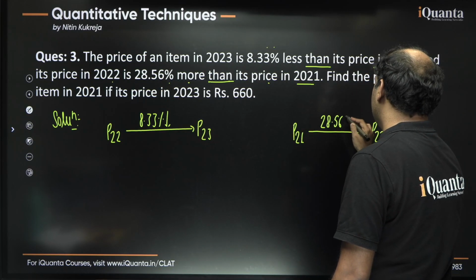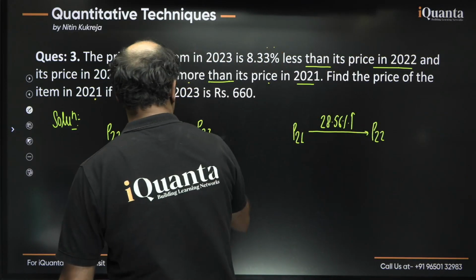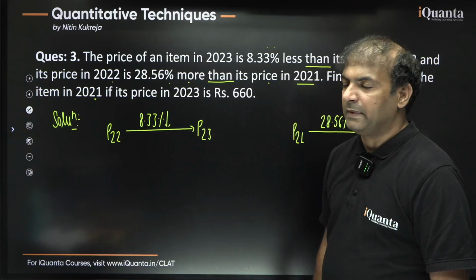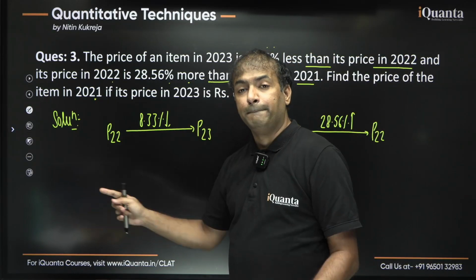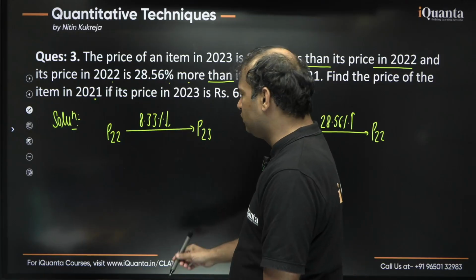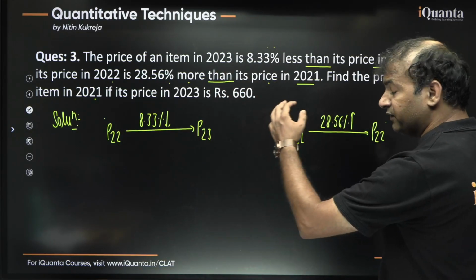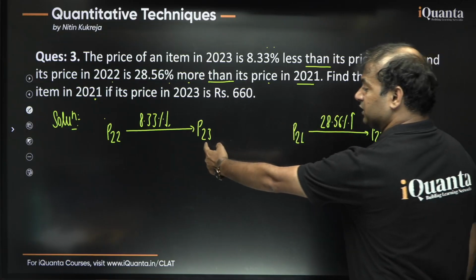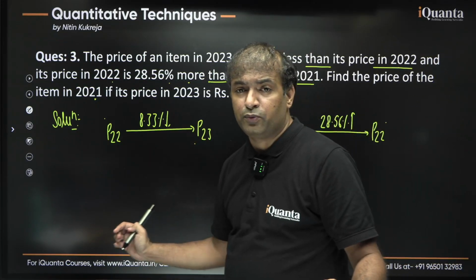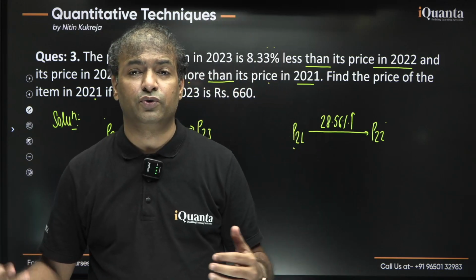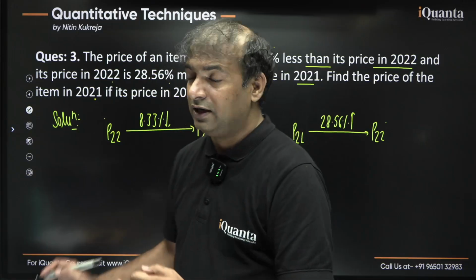So now we have to find out the price in 21 if the price in 23 is given to us. Guys, we do not have a direct relation between the price in 23 and 22, but we can make a relation by using the price in 22 common, right? Because price in 22 is given in both the relations. Price in 23 is here, price in 21 is here. So yes, by using that common price of 2022, we can make a relation between price in 23 and price in 21. How? Let me show you this.